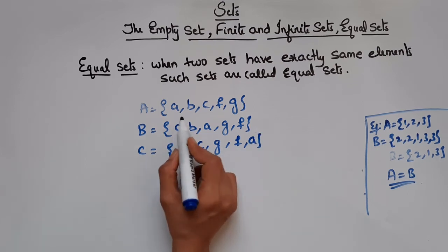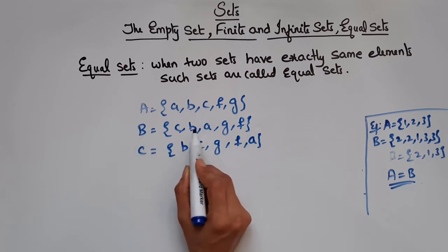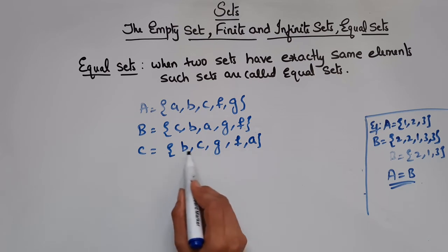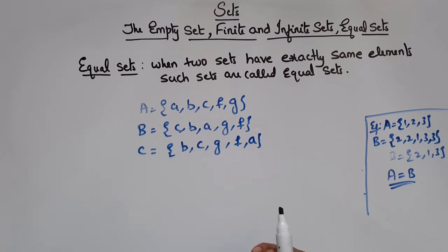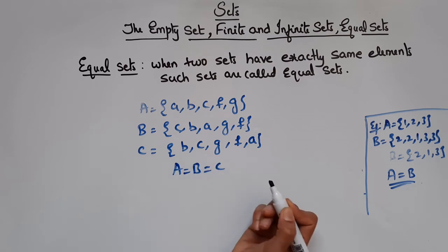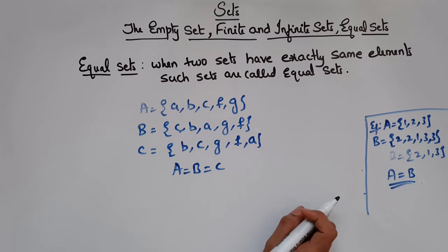So now here if you see, we have A, B, C, F, G. In set B also we have A, B, C, F, G, and in set C also we have A, B, C, F, G. So therefore we can say set A is equal to set B, which is equal to set C. So I hope this is clear. Now let's move on to problems.